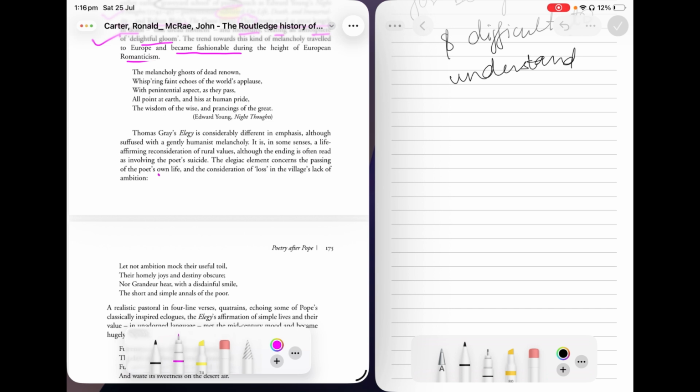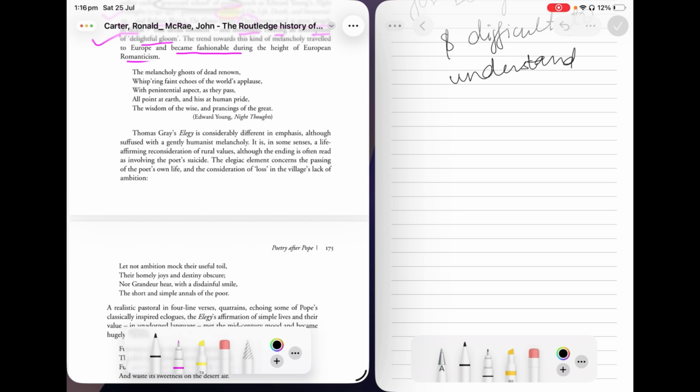Moving forward, Thomas Gray's Elegy is considerably different in emphasis, although served with a greatly humanistic melancholy. It is in some sense a life-affirming reconsideration of rural values. So what they are doing, they are reconsidering the rural values. Here this line is important. The ending is often read as involving the poet's suicide.